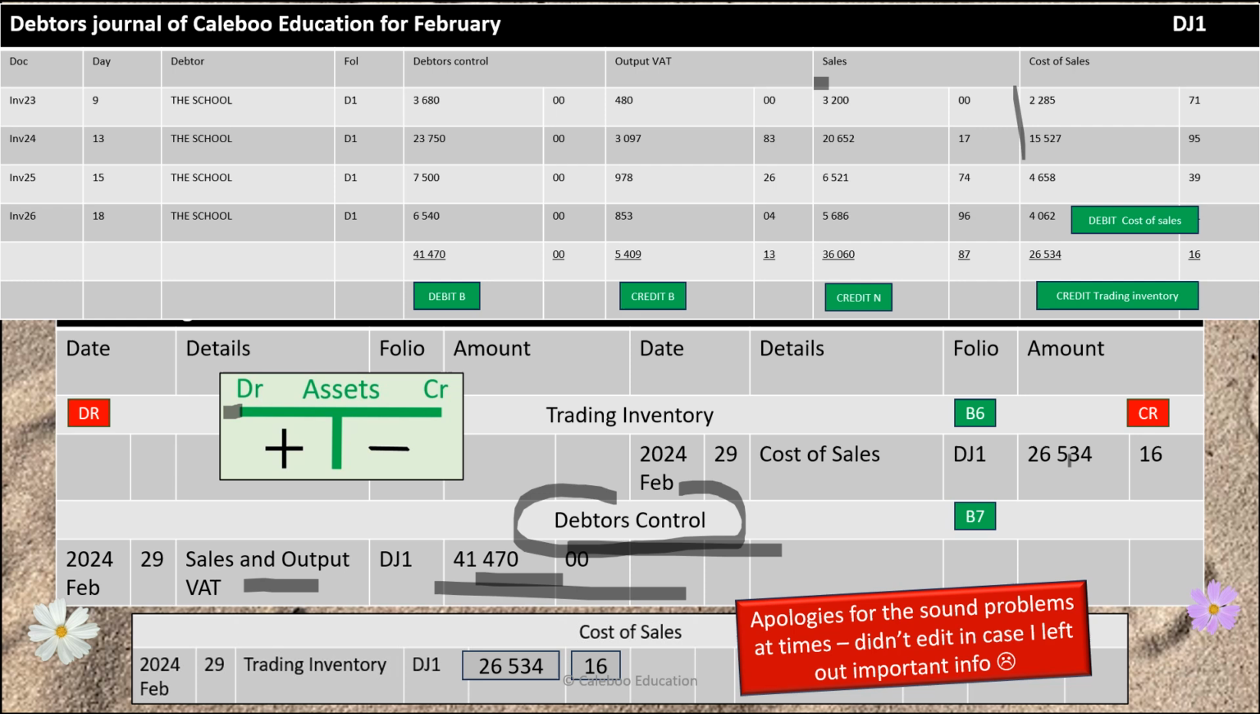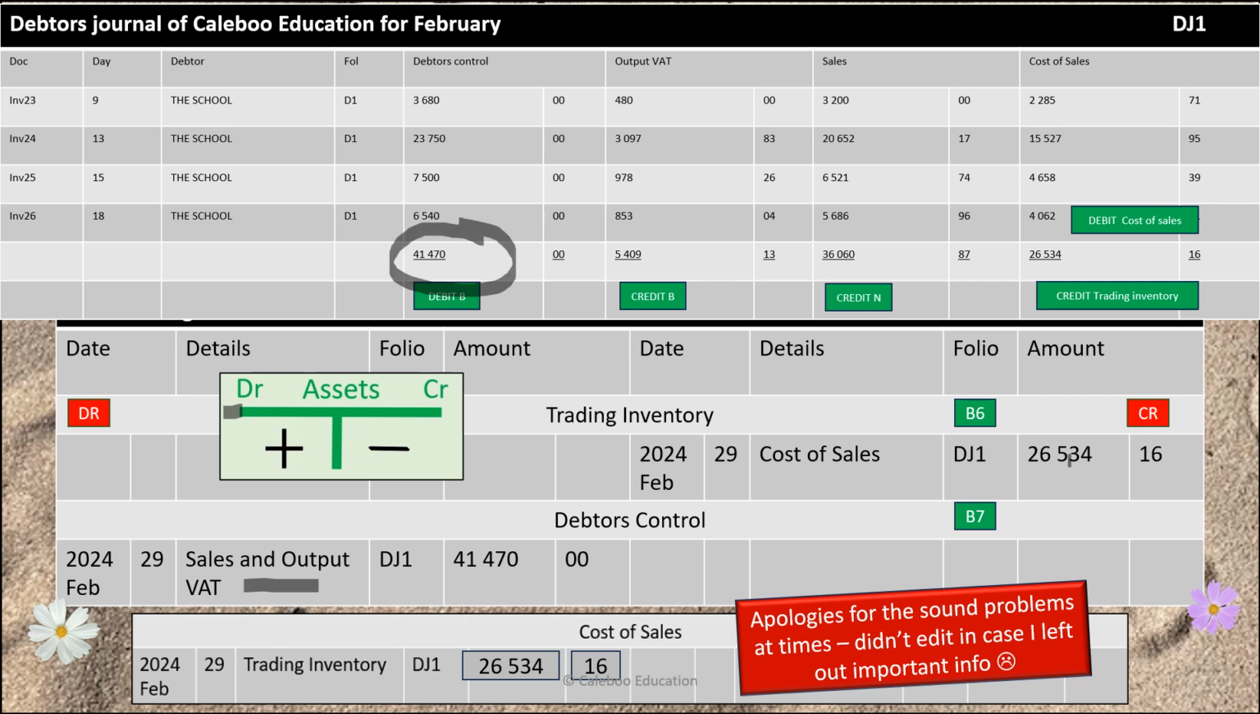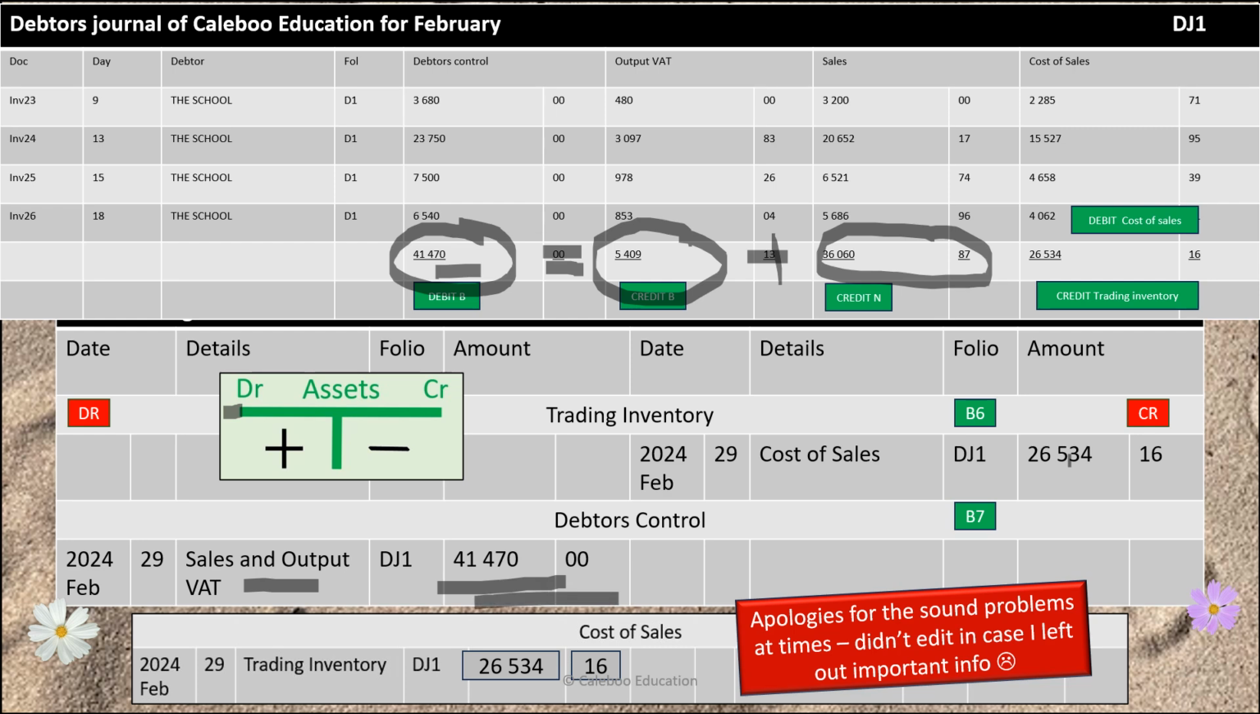And just before we move on, I will point it out again. 41,470 is equal to 41,470 is equal to output VAT plus sales. Debits equal credits. There we go, debtors control. Let us move on. I hope that all makes sense.